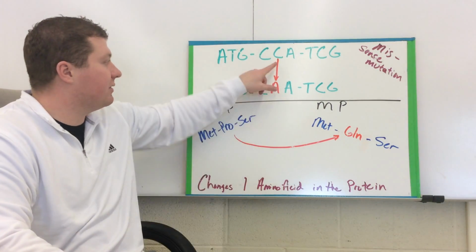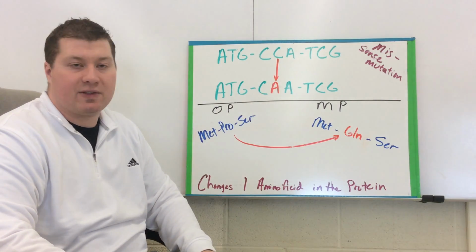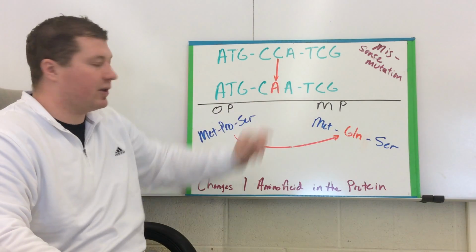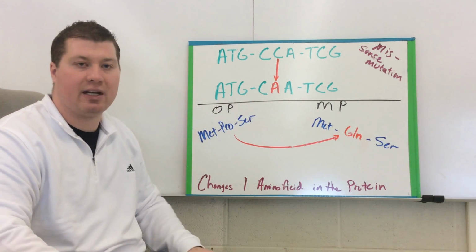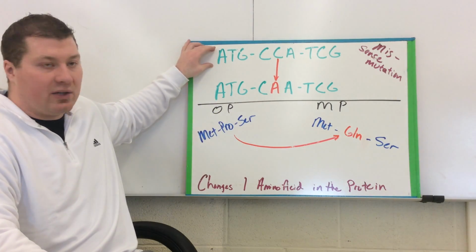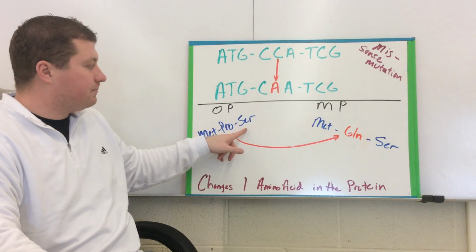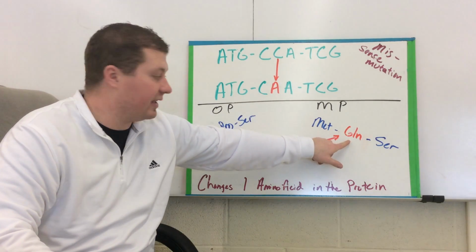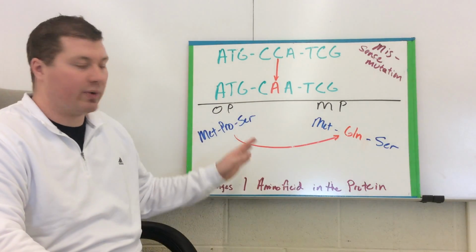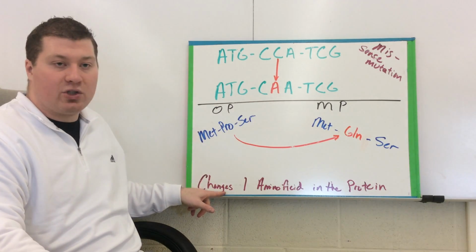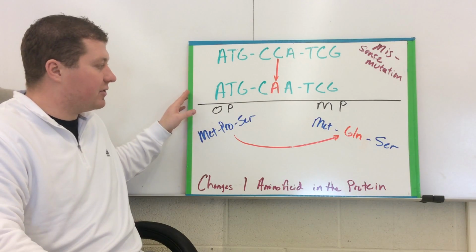Another point mutation we have is called a missense mutation. In this case, this middle C gets converted to an A, again, probably in the DNA replication process. So the original protein, if it was taken from this sequence, would be Met-Pro-Ser, and the mutated protein would be Met, then glycine, Ser. So one letter change now causes one change in the amino acid in the protein.